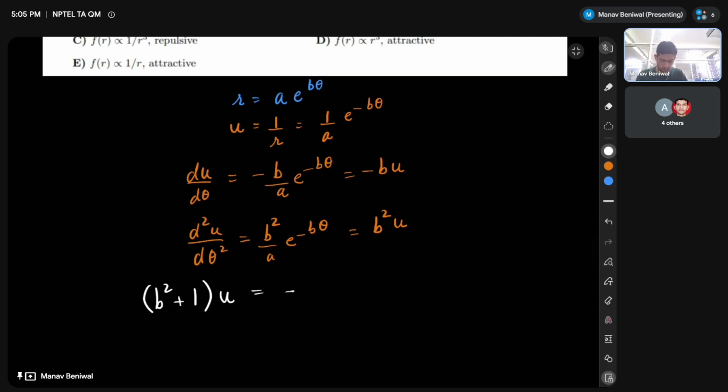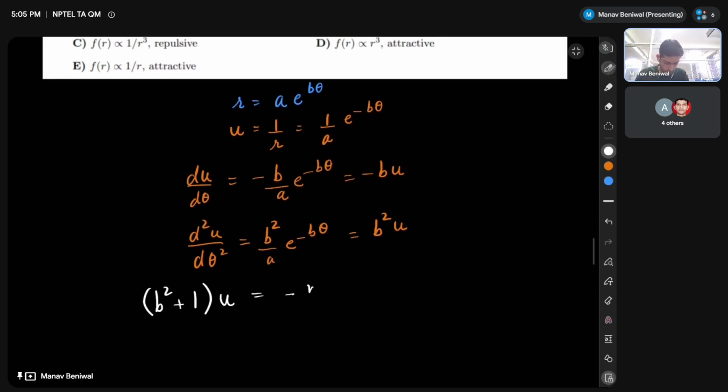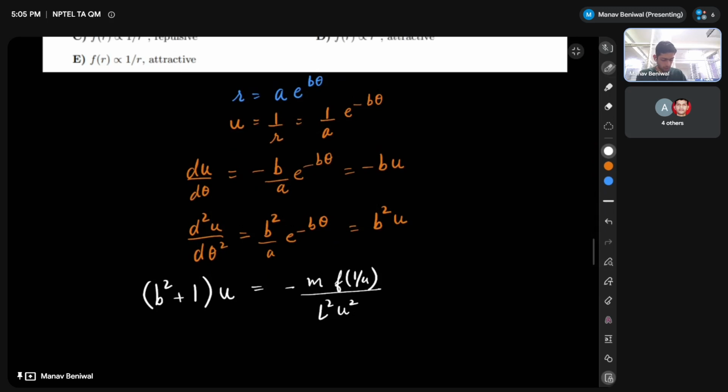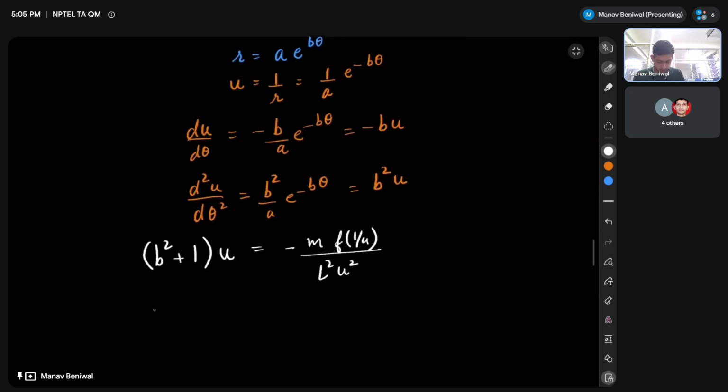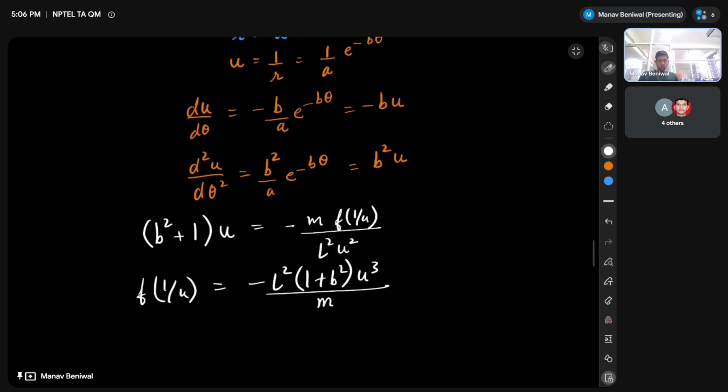So minus m and then f of 1 over u over L squared u squared. Okay, so then if I were to write my f of 1 over u, that simply becomes minus L squared 1 plus b squared u cubed over m, right? And now let us substitute back.